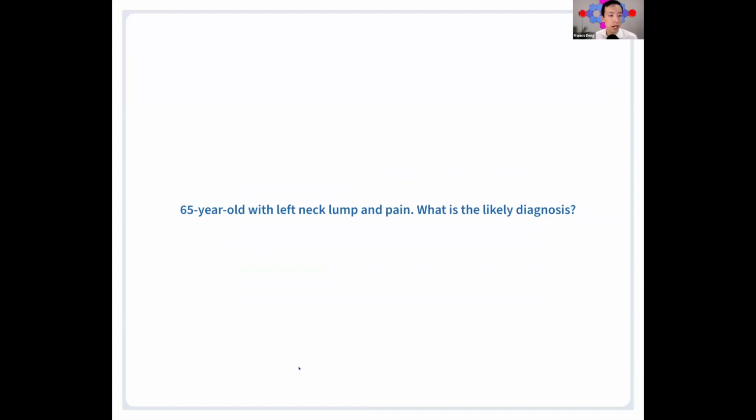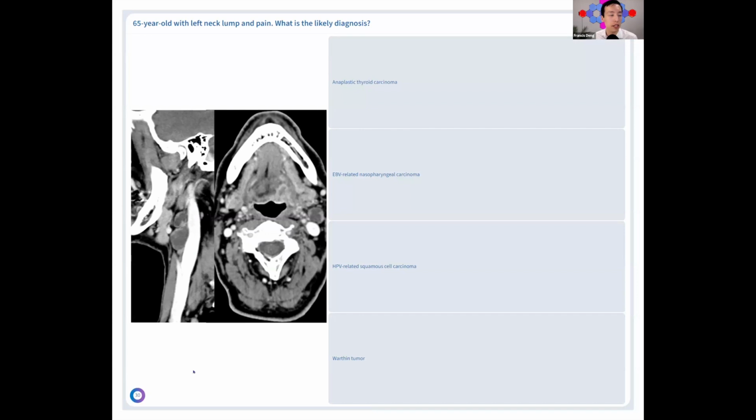Our next case is a 65-year-old with left neck lump and pain. What is the likely diagnosis? This is the third to last question.